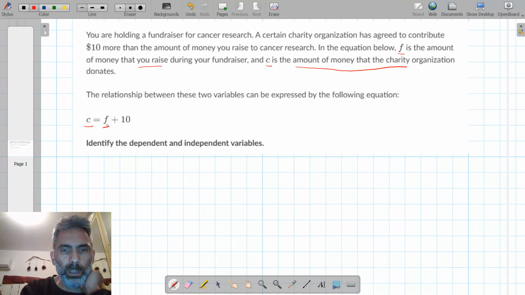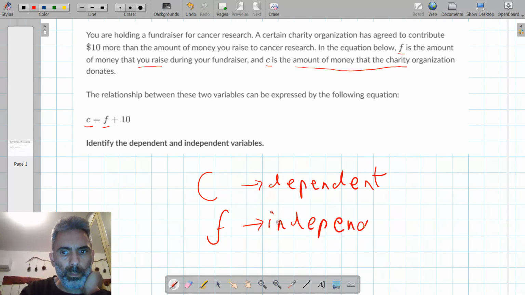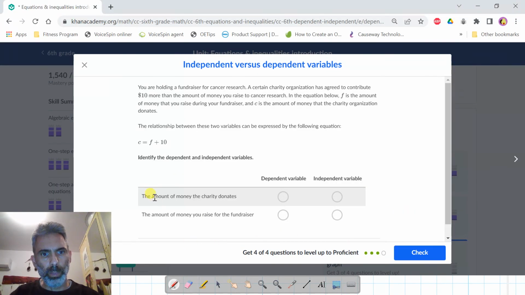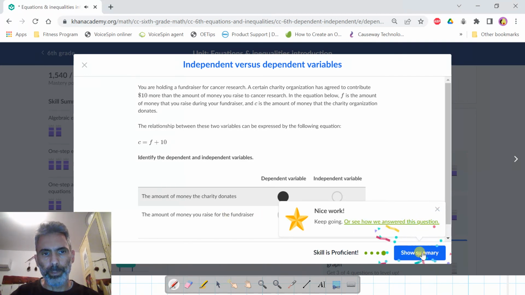Okay, so the more money you raise, the greater the value of C will be. So it means that C is dependent, and F is independent. Okay. So the amount of money the charity donates is the dependent variable, and the amount of money you raise for the fundraiser is the independent variable.